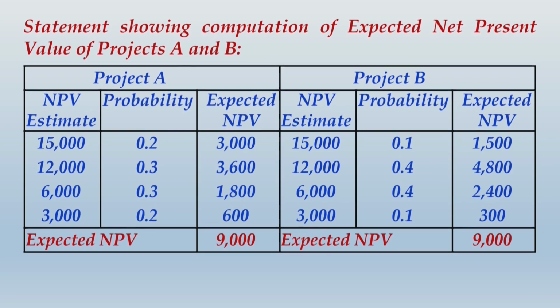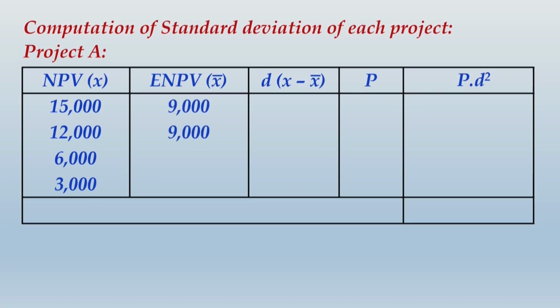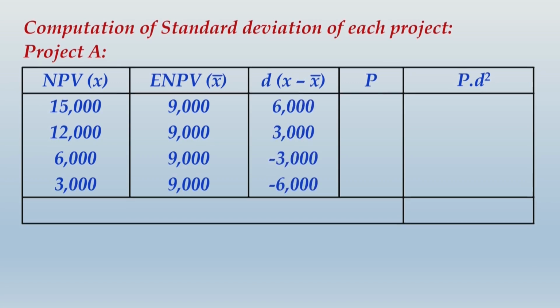Alright friends, once you have completed this entire working, let us move ahead, and now we compute the standard deviation of each project. We start with project A, and you know how to do this. We have been doing this kind of calculation in previous questions already. So you plot the NPVs which are given to you as NPV estimates, and notice one thing, we are identifying NPVs as X, expected NPV is X bar, so deviations will be X minus X bar, that is NPV minus expected NPV. So you identify the deviation for each of the NPV estimates.